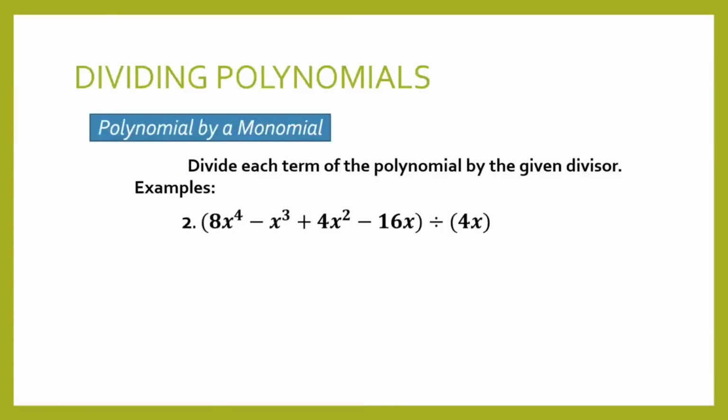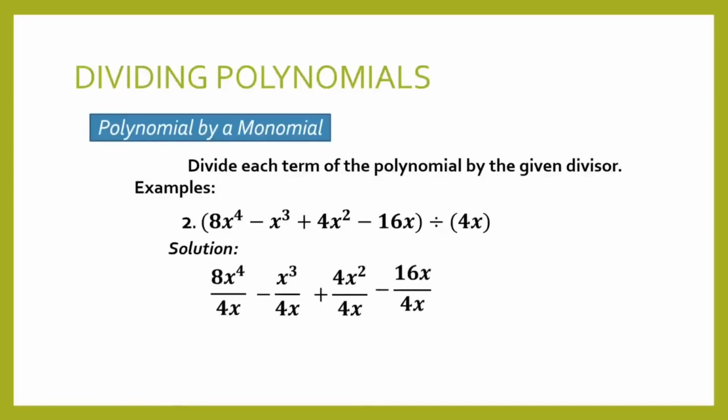For example number 2, we have to divide 8x raised to 4 minus x cubed plus 4x squared minus 16x divided by 4x. So again, we distribute and we will obtain this. Now we divide 1 by 1. So 8x raised to 4 divided by 4x is equal to 2x cubed by dividing 8 and 4, which is equal to 2, and again by subtracting the exponents of x raised to 4 and x raised to 1.